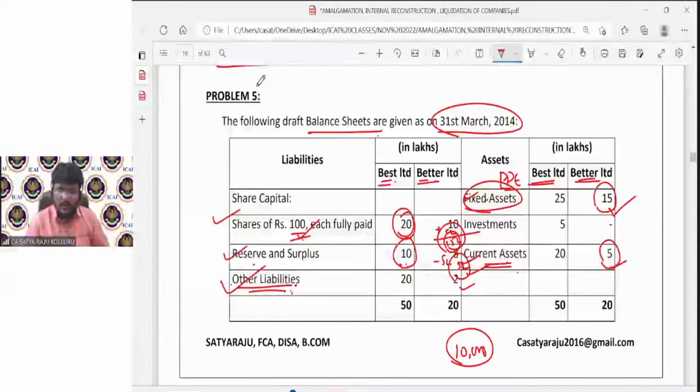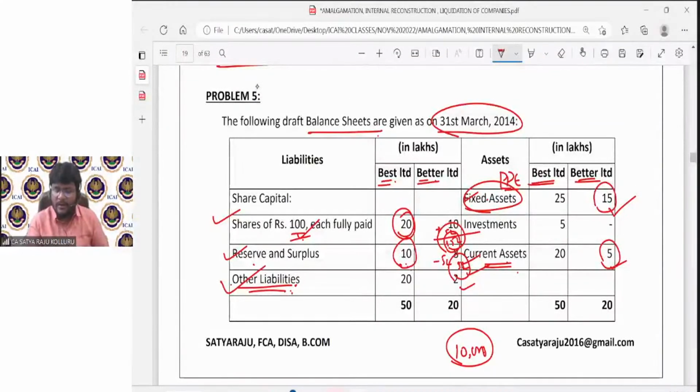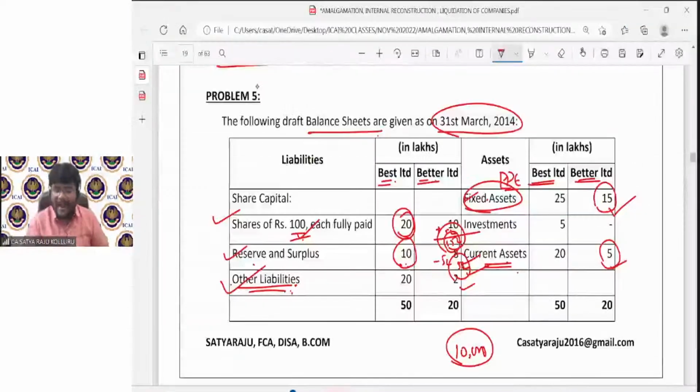What else? What are all the other liabilities? Nothing was given. So simply you can take number 2, other liabilities. Non-current, current, don't differentiate it because here it is not given. Other liabilities, first, existing is how much? 20 plus 20 plus. Add a line by line addition of Better Limited and Best Limited.